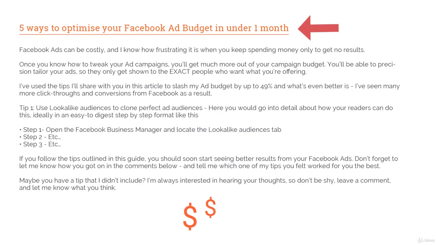Step 2 is to introduce the problem and let people know that if they keep reading, you'll give them the solution. For example, Facebook ads can be costly, and I know how frustrating it is when you keep spending money only to get no results. Once you know how to tweak your ad campaigns, you'll get much more out of your campaign budget. You'll be able to precision tailor your ads, so they only get shown to the exact people who want what you're offering. I've used the tips I'll share with you in this article to slash my ad budget by up to 49%, and what's even better is, I've seen many more click-throughs and conversions from Facebook as a result.